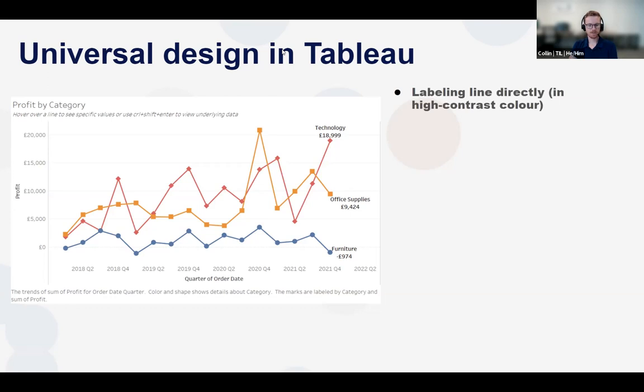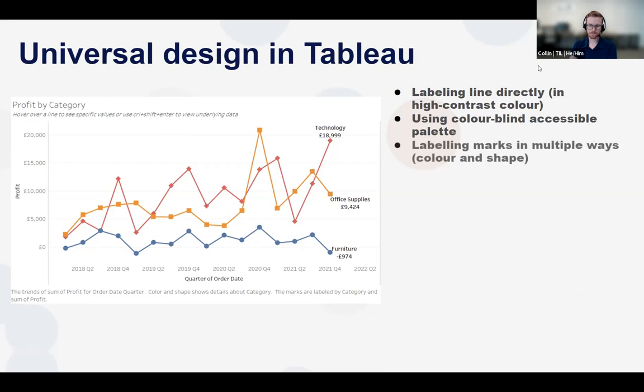So I'm just gonna note some of these things. Some of these you got, some of them are additional. So labeling the line directly in a high contrast color. So rather than labeling the same color as the line, labeling it in black on white, which is a nice contrast. The colors are a colorblind accessible palette. So not every single user would be able to distinguish these colors, but they avoid some of the more common colors that are confused. We got this one, Roshni, labeling the mark in multiple ways.